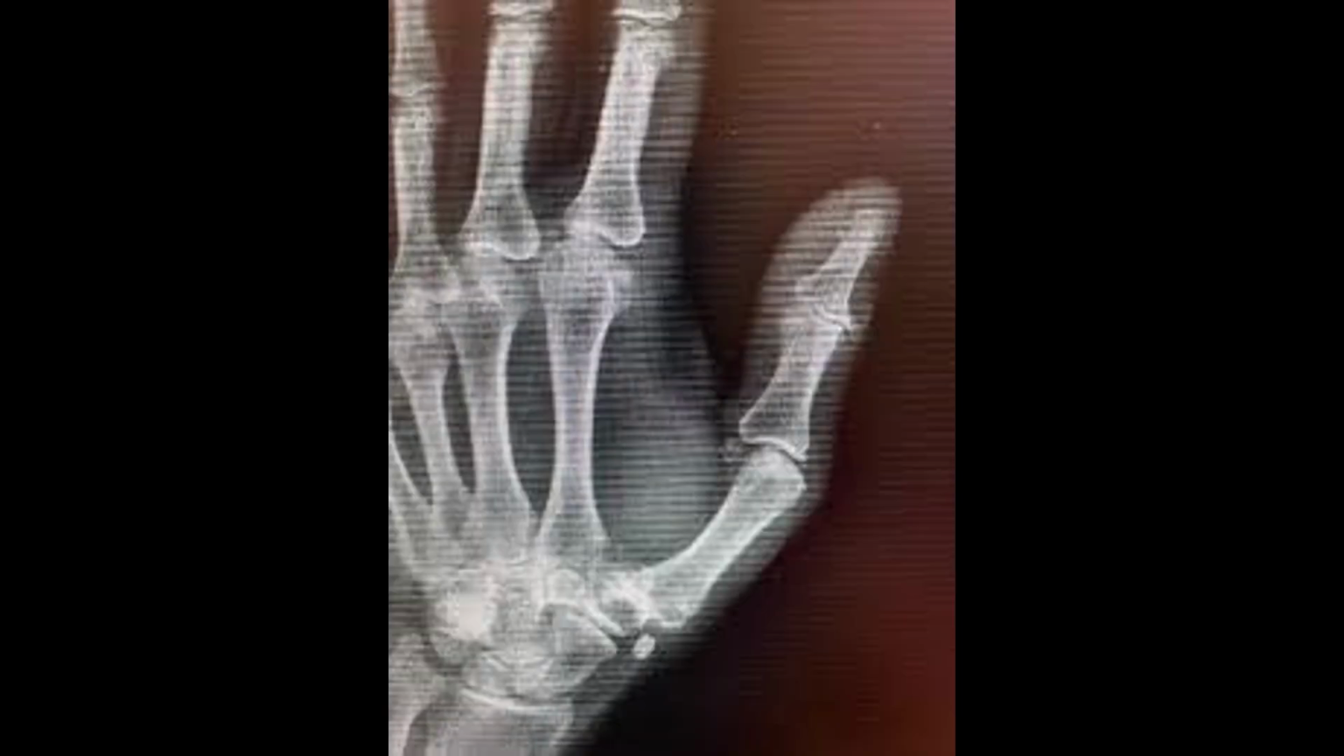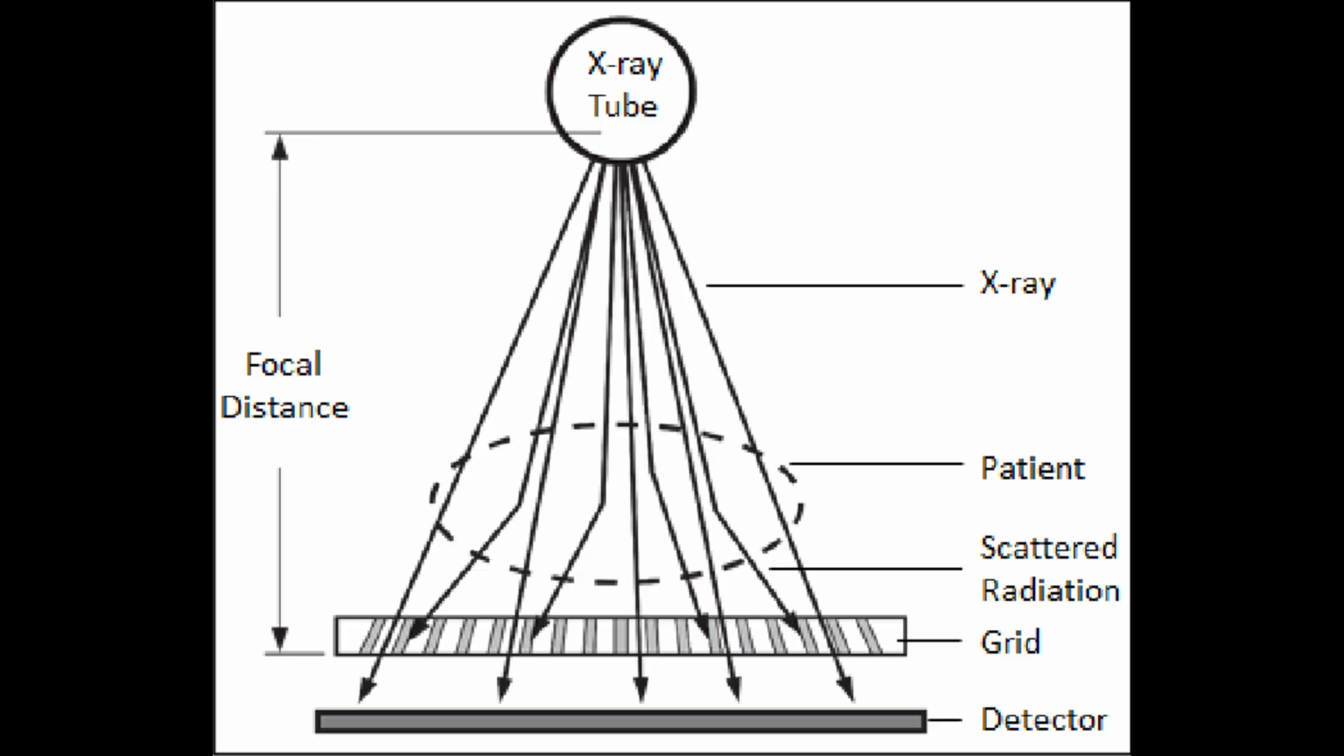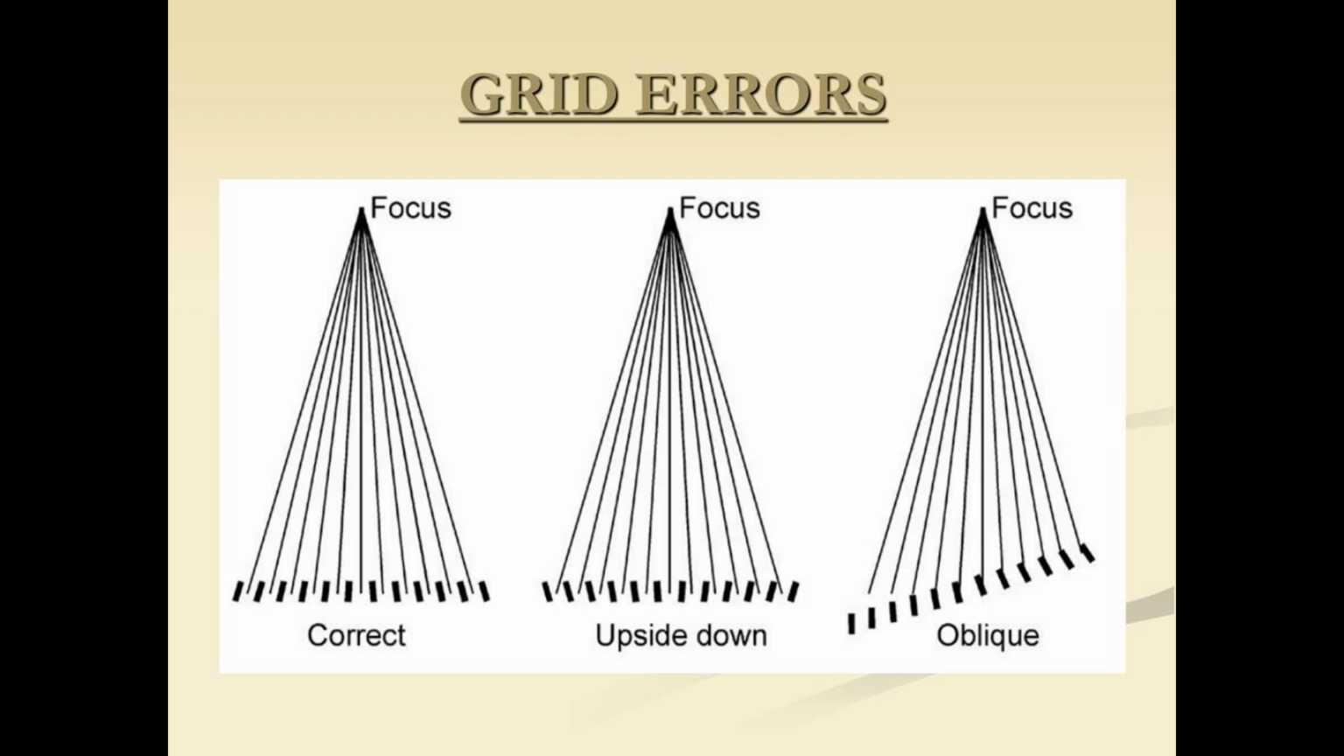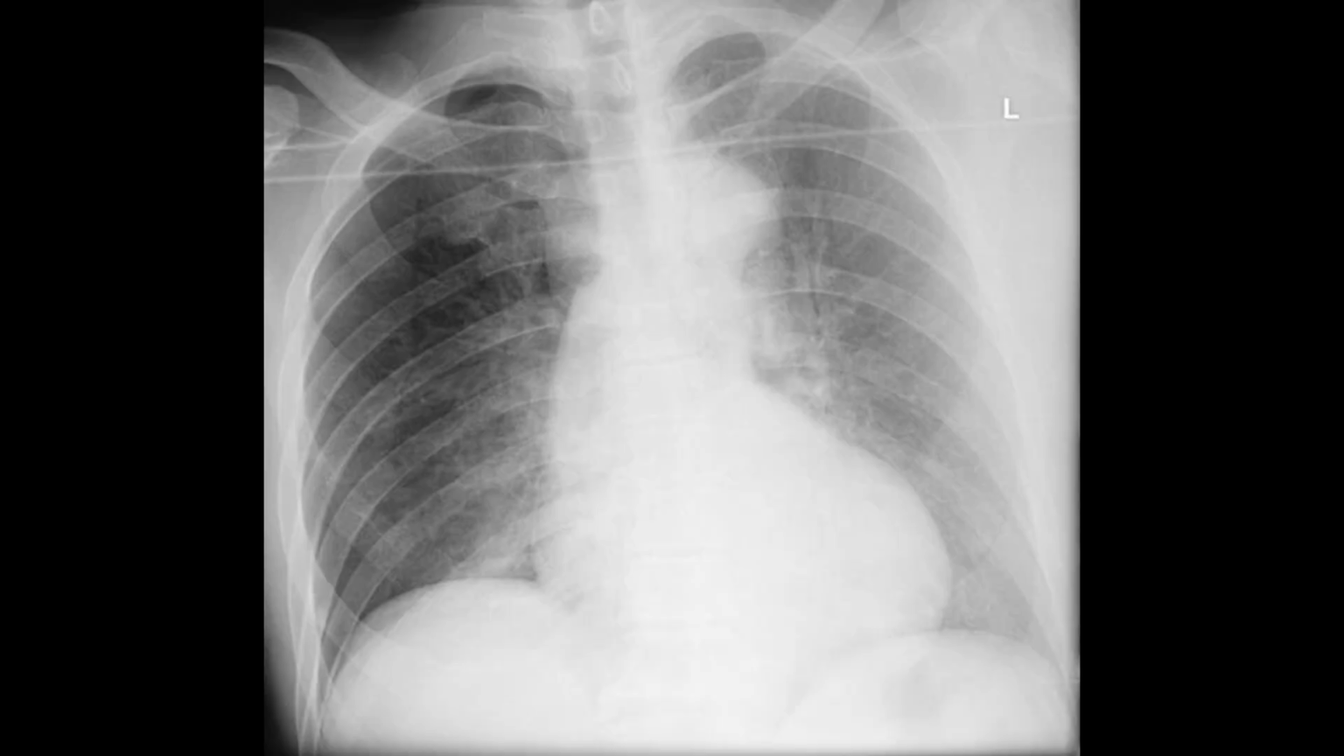But the grid becomes more sensitive to distance in alignment with the tube. Line density refers to the number of lines per centimeter. The higher it is, the less likely the grid lines will be visible on the image. Focal distance is the distance for which the grid is designed, and if not followed, image errors occur. The interspace is the material between the strips, usually aluminum or fiber, which affects absorption and grid weight.